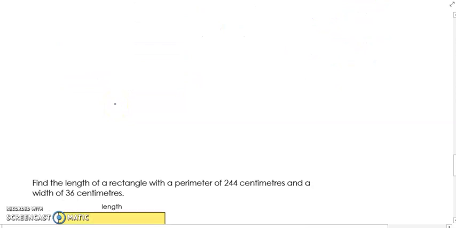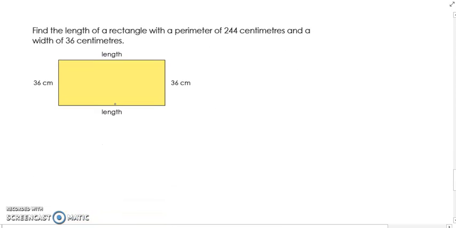All right, let's look at a different kind of question. Let us look at this question with a rectangle. It says, find the length of a rectangle with a perimeter of 244 centimeters, important information, and a width of 36. So they've drawn the rectangle for you. Sometimes the questions will not draw it. You have to draw it yourself. And they have just put the word length here because they want you to find out what the length is.